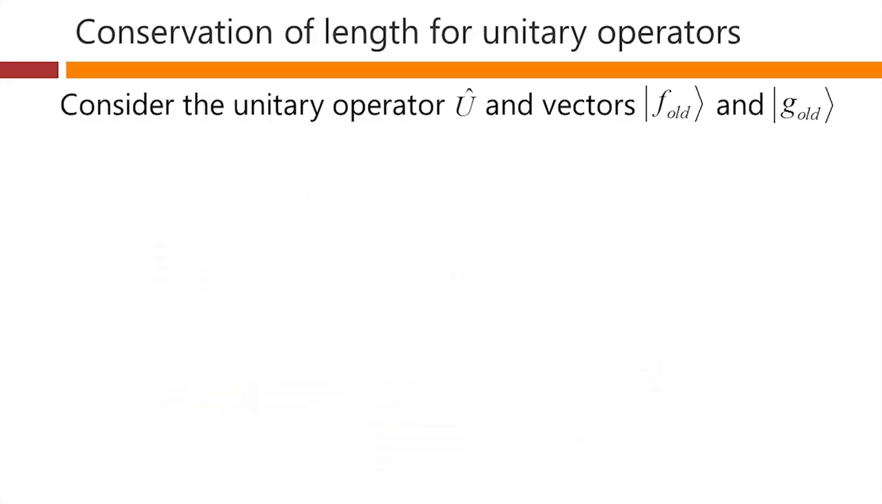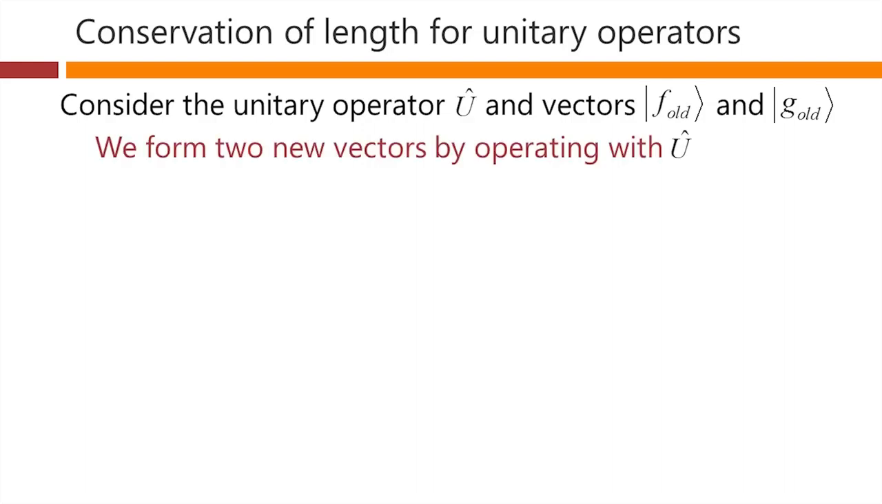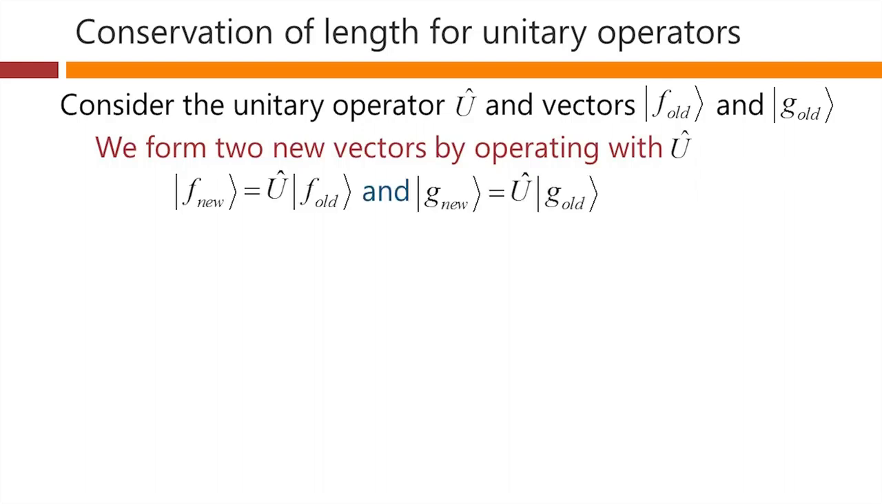Now, consider the unitary operator U and these two vectors here. We're going to call them F old and G old, and we're going to see just where this important property of conservation of length for unitary operators comes from. We're going to form two new vectors by operating with this operator U. So let's form a new vector F new that is the result of operating with U on this old vector F old. And similarly, we'll generate a new G new from our old G by operating with the unitary operator U.